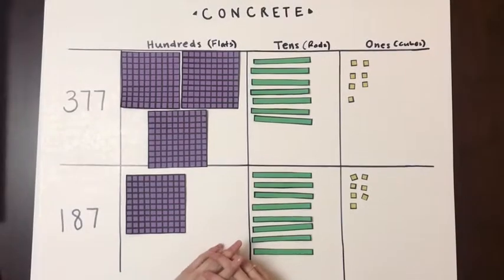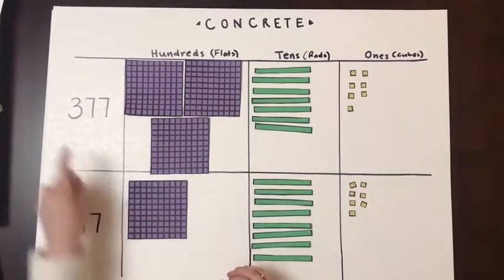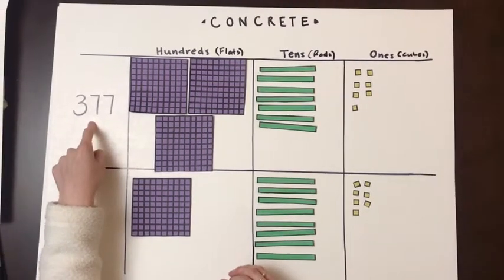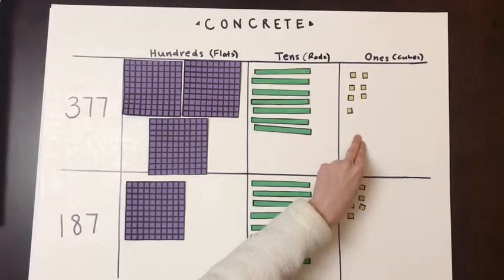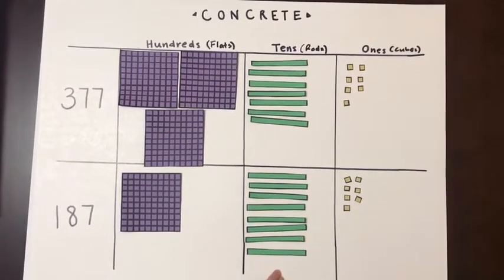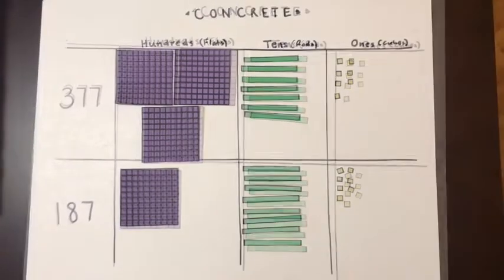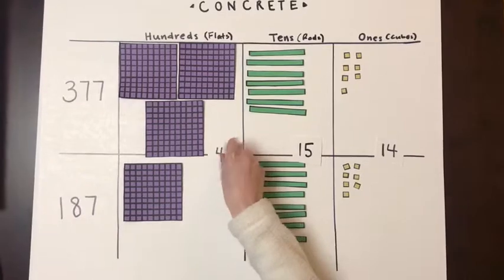We will begin by modeling our addition equation using our handy-dandy base 10 blocks. I have laid out our two addends, 377, which is equivalent to 3 flats, 7 rods, and 7 cubes, and 187, which is equivalent to 1 flat, 8 rods, and 7 cubes. So there are a total of 14 cubes, a total of 15 rods, and a total of 4 flats.